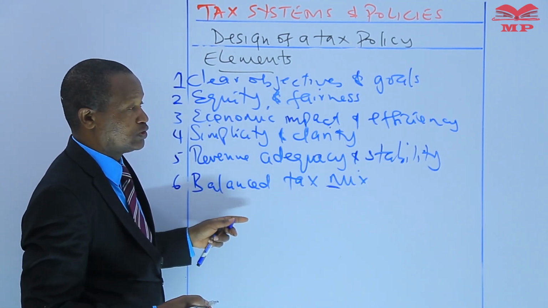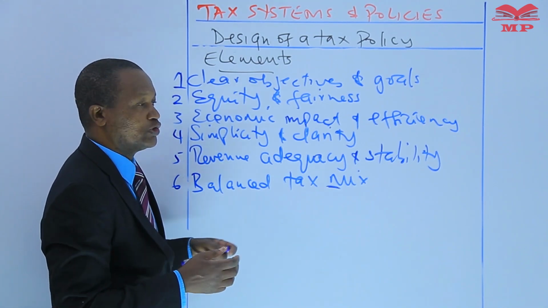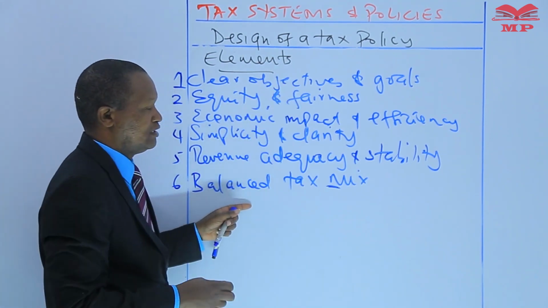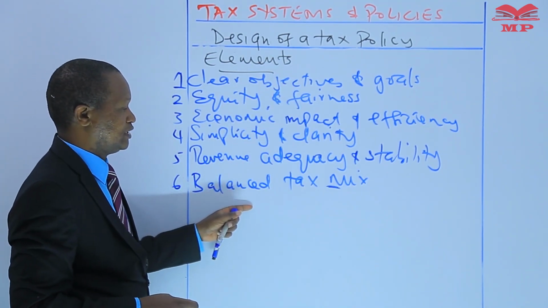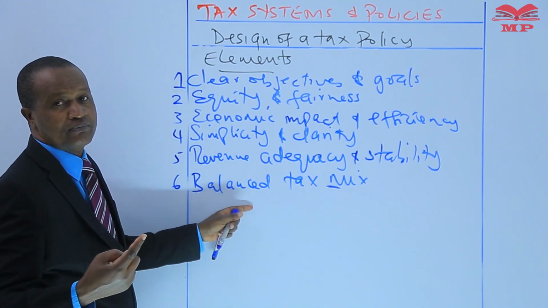That's what ought to be done when designing a tax policy, so that no single sector of economy carries a larger burden than the other aspects of the economy. Balanced tax mix.